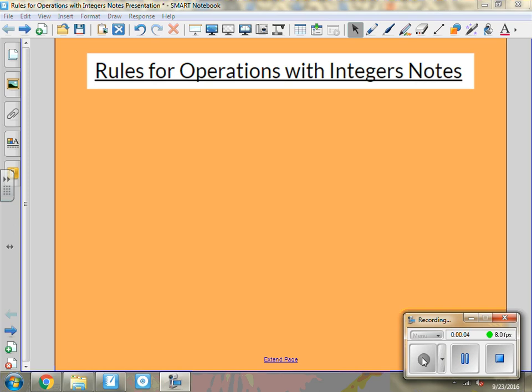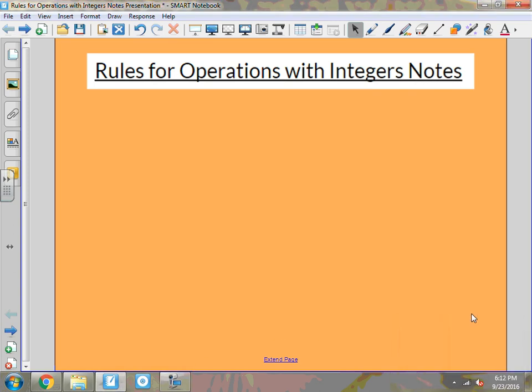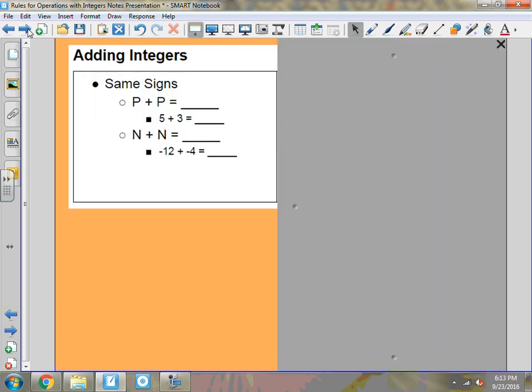So today we're going to talk about rules for operations with integers, and you're going to take notes. We have them in your binders to reflect and be able to look back and tell what the rules are. So the first rule we're going to look at is adding integers. And adding integers seems to be an easy one, so I'm pretty happy about that. So I like adding integers.